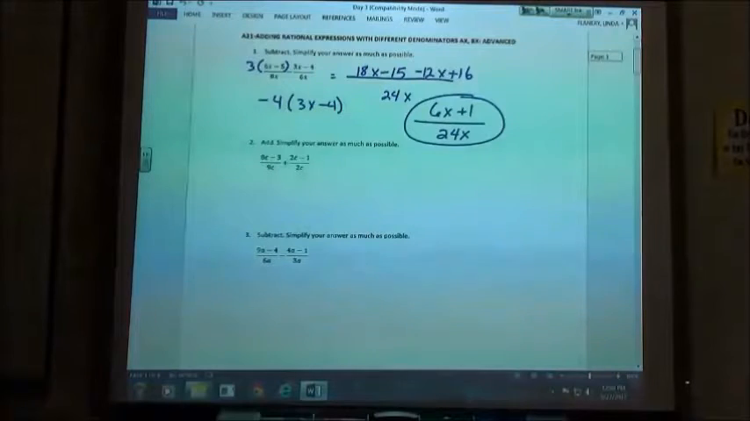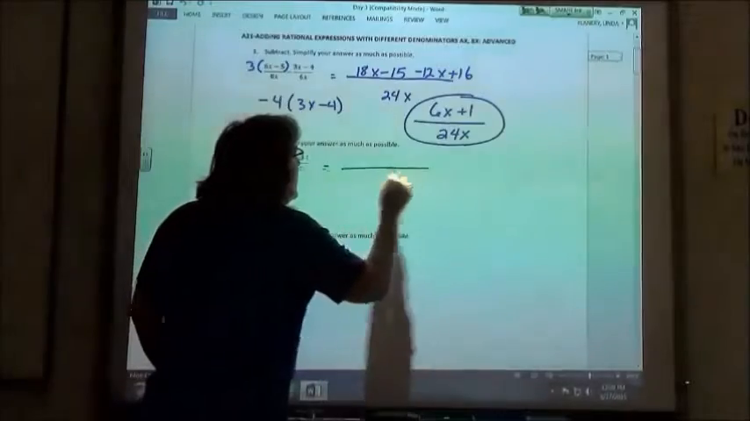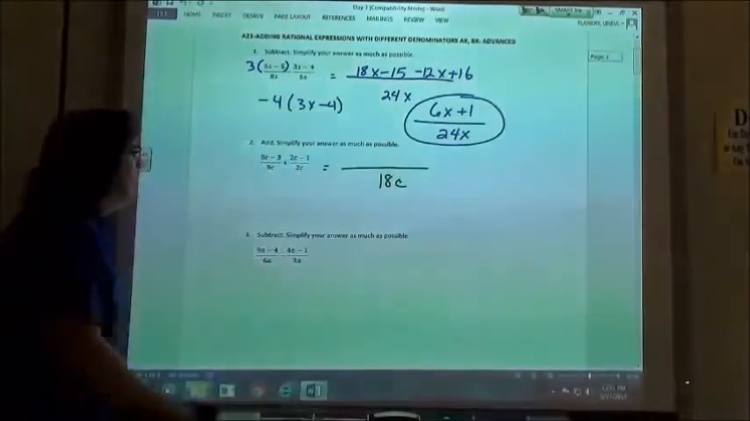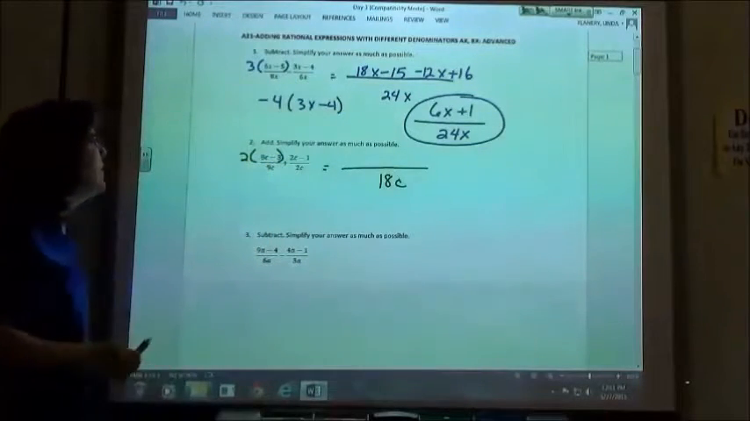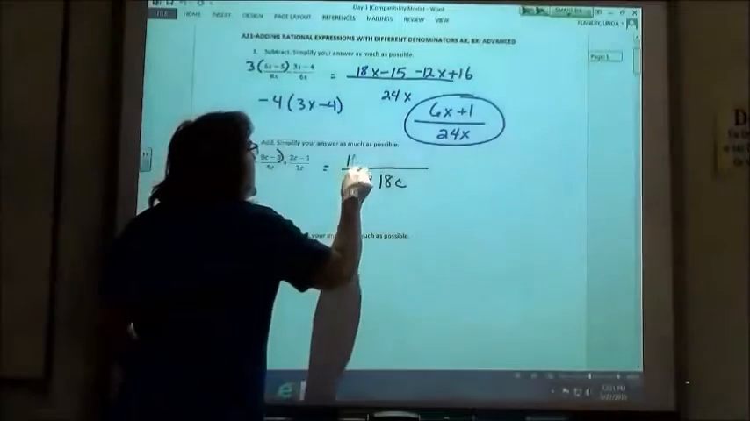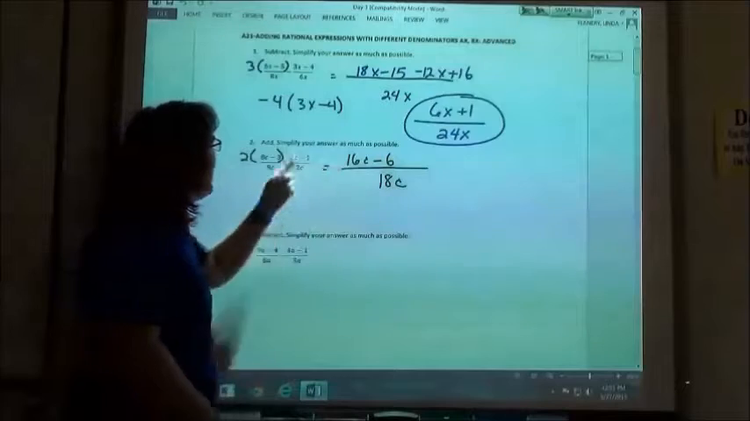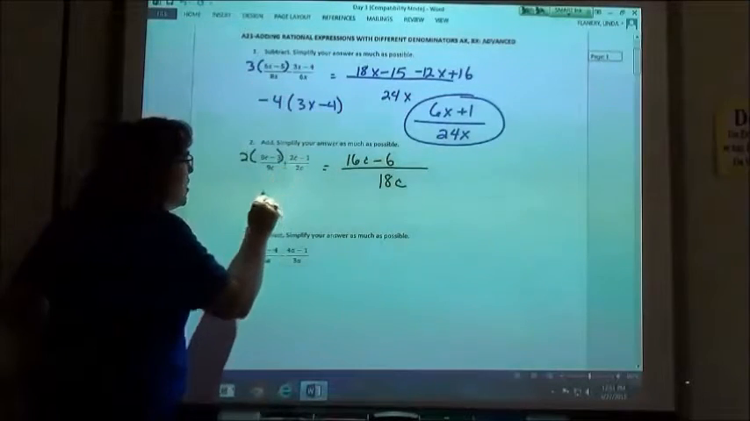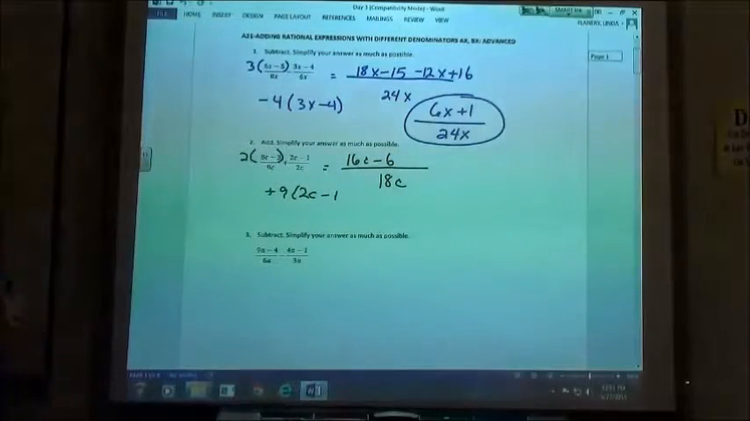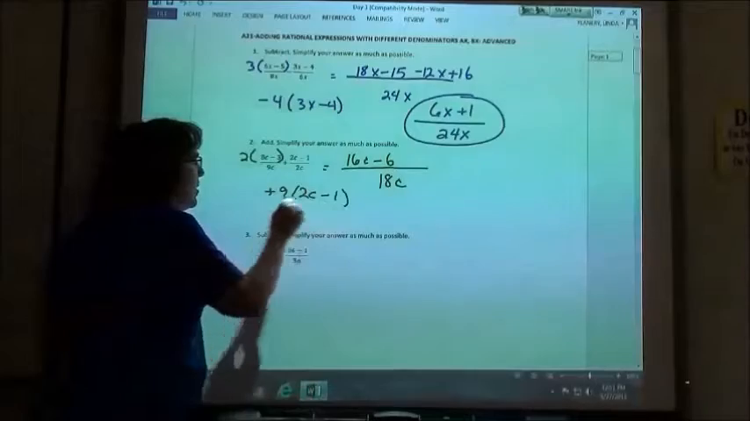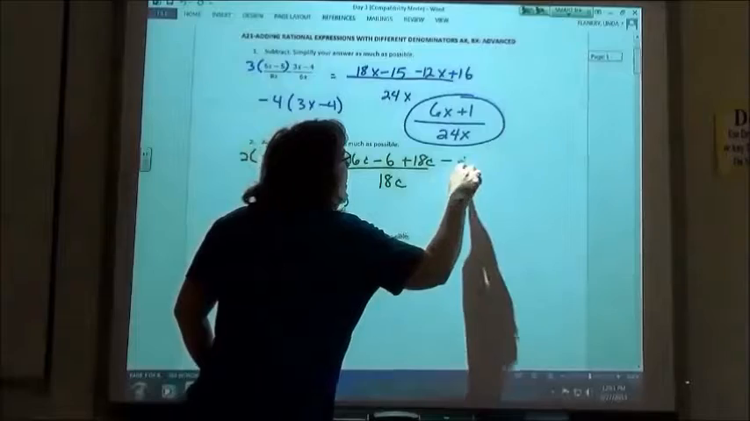So if I look at number 2, if I have denominators of 9c and 2c, my common denominator then is going to be 18c. 9c would go into 18c 2 times, so I'm going to take 2 times the top. I'd get 16c minus 6 then. 2 goes into 18 9 times, so this is a plus on this one, so plus 9 times that 2c minus 1 since I don't have room to smush it in there. If I multiply that out, I'm going to get a plus 18c, and a positive 9 times a negative 1 is a minus 9.